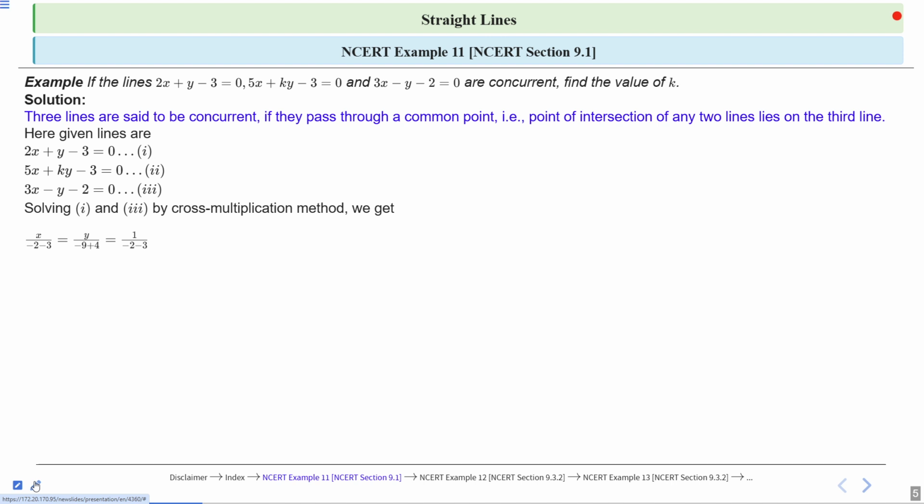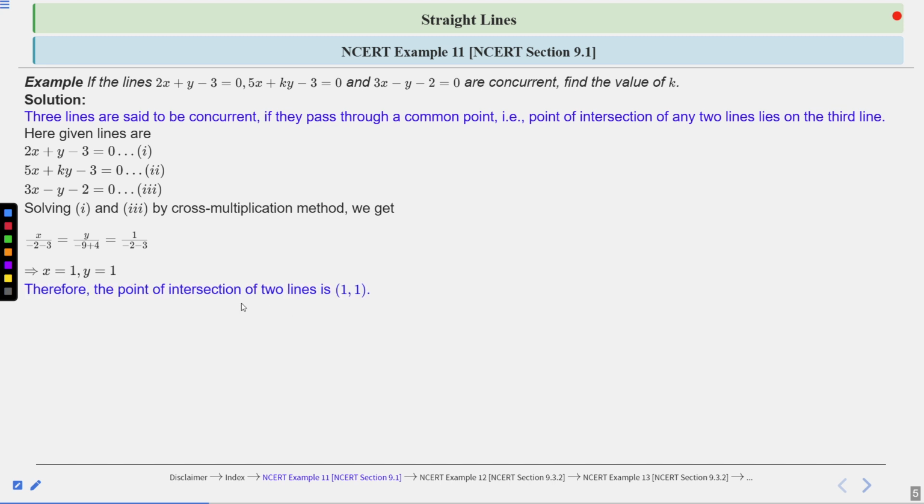In the third term the numerator is 1 and the denominator is minus 2 minus 3. So basically we are solving equations 1 and 3 by using the cross multiplication method, and then we obtain this equation. From this equation, we obtain the value of x is 1 and the value of y is 1. So x is equal to 1 and y is equal to 1.